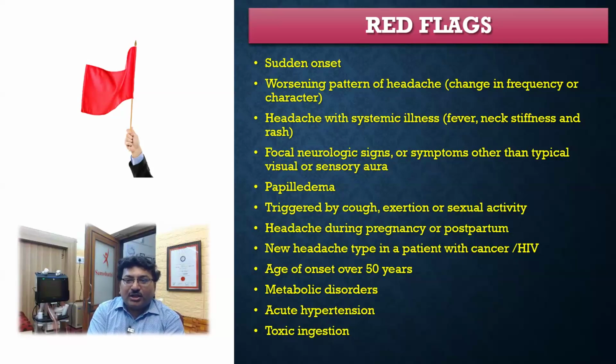Then worsening pattern of headache, change in frequency and character, headache with systemic illness like fever, neck stiffness and rash, that could be a type of red flag. Then focal neurologic signs or symptoms other than the typical visual or sensory aura, which is a part of the primary headache disorder migraine, classic migraine. If other neurologic signs occur, they are always a red flag.